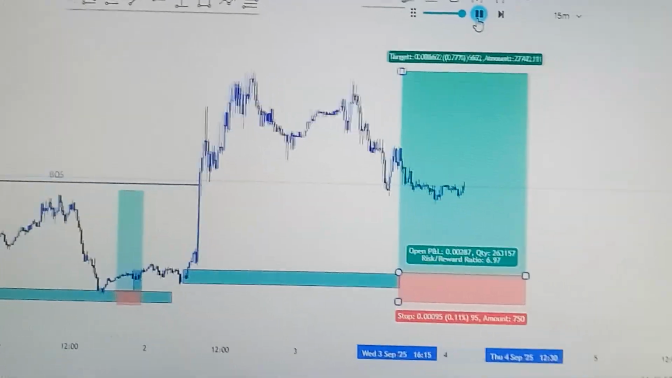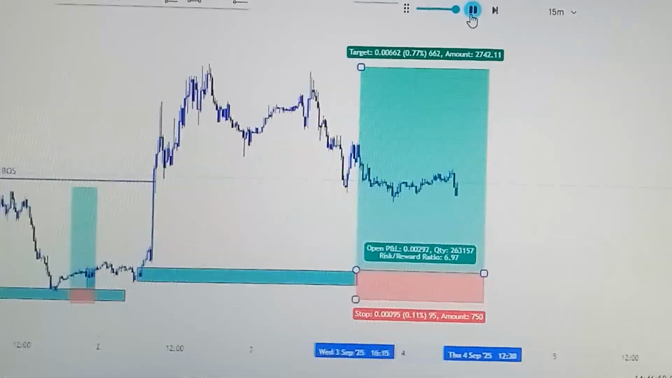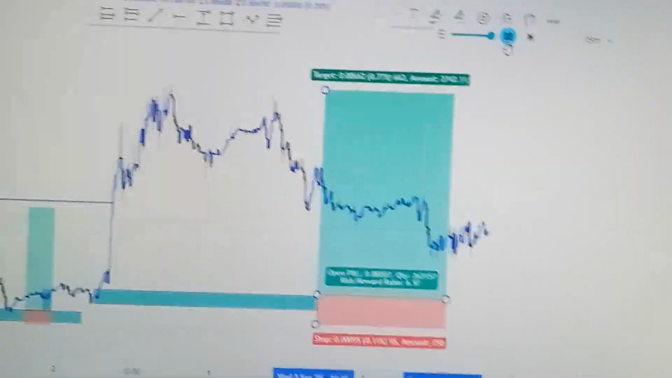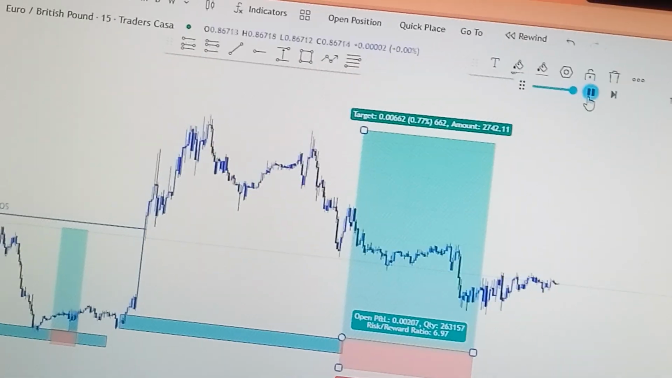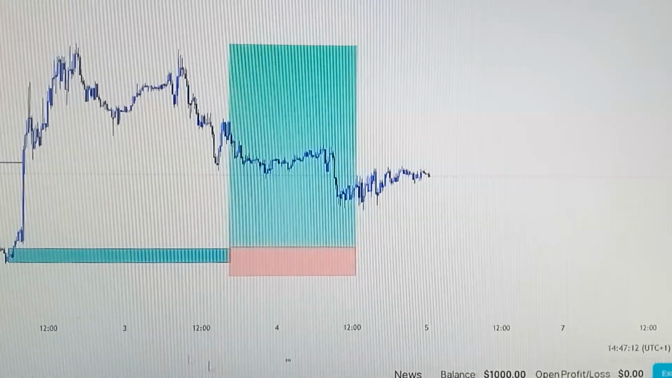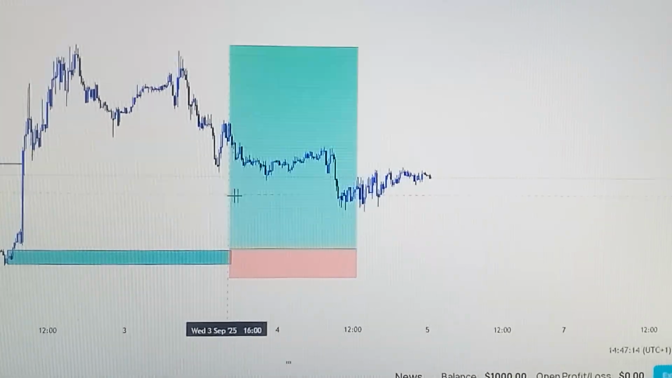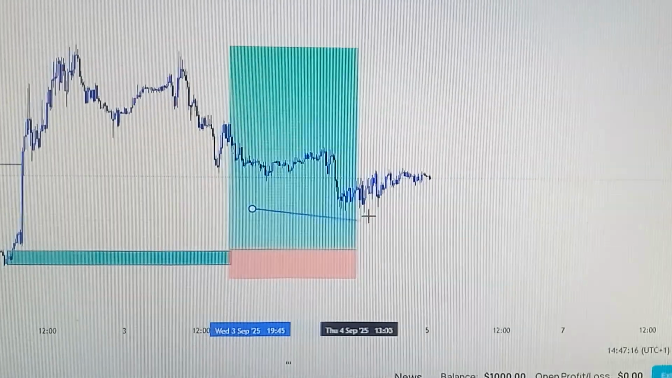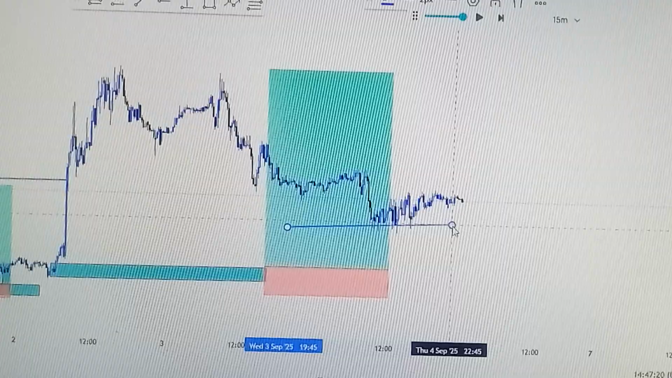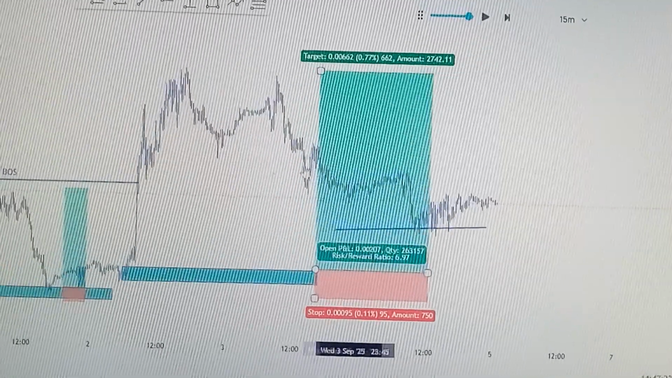Then I wait for it to go in my direction as planned. As you can see, this was liquidity here, trying to trigger the early buyers to enter into the market. So I had to wait for liquidity to be taken out.